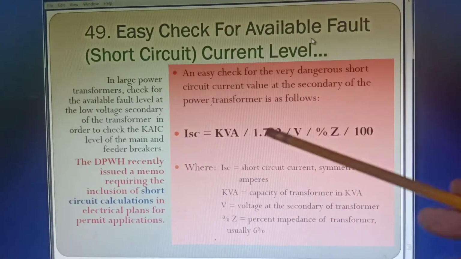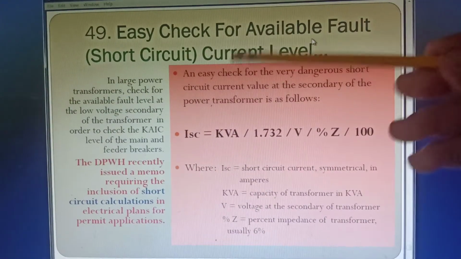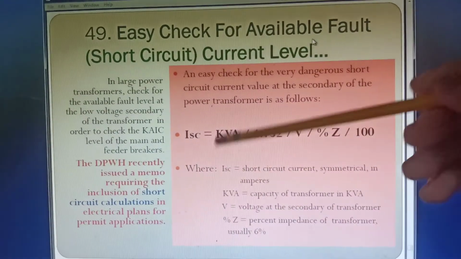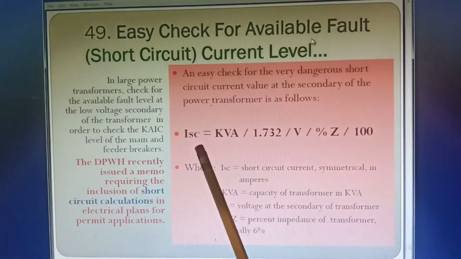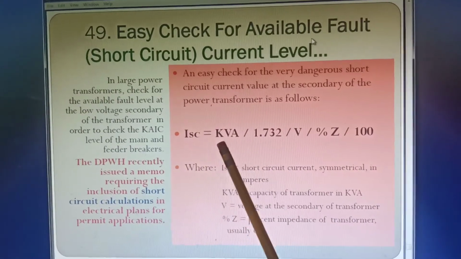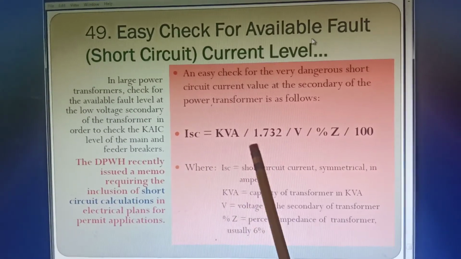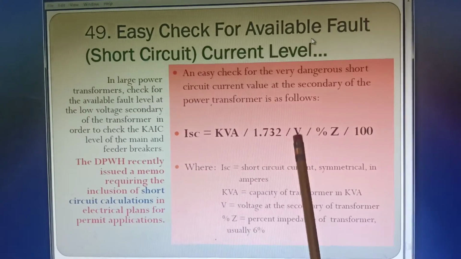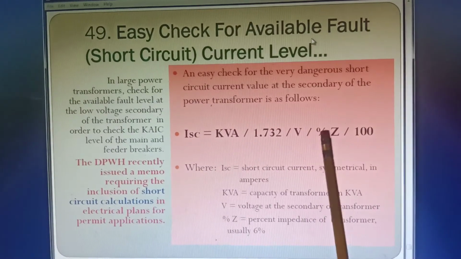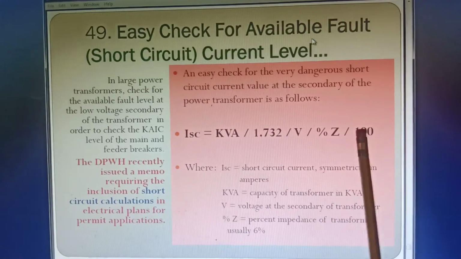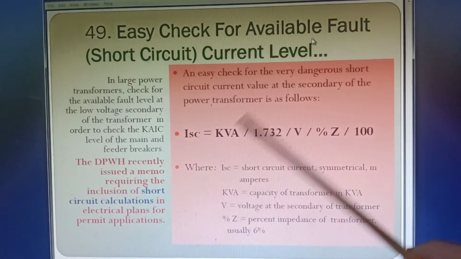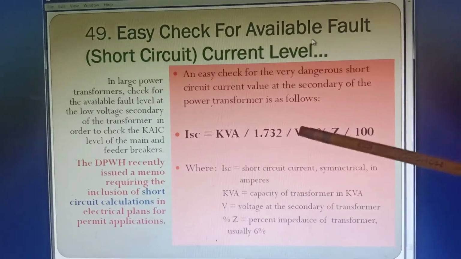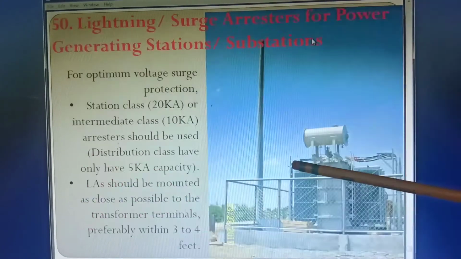Okay, a fast check of the short circuit current of a transformer is to just simply use this formula. Short circuit current is equal to the kVA rating of the transformer divided by the square root of 3, divided by the voltage rating, divided by the impedance of the transformer, times 100. But anyway, we'll be having another lecture on this, as I've mentioned already.